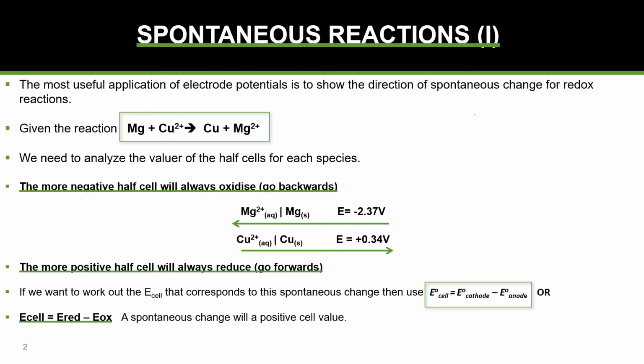The cell for magnesium has a more negative value than the one for copper, so the magnesium would be oxidizing and the copper will be reducing. That means that the magnesium will be the anode and the copper will be the cathode. In this case, the value of the cathode is positive 0.34 and the anode value is negative 2.37 volts. The electromotive force for this cell would be then positive 2.71, which we can tell is a positive cell value, and then it corresponds to a spontaneous reaction.